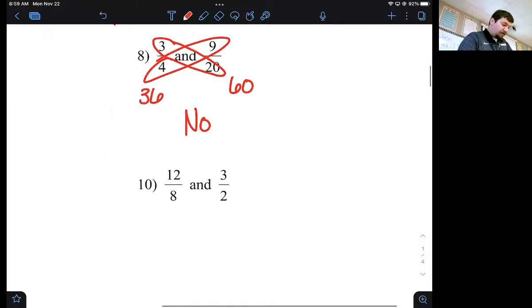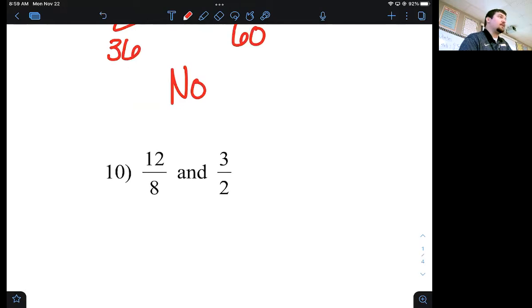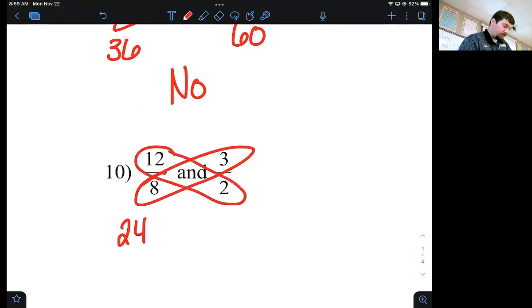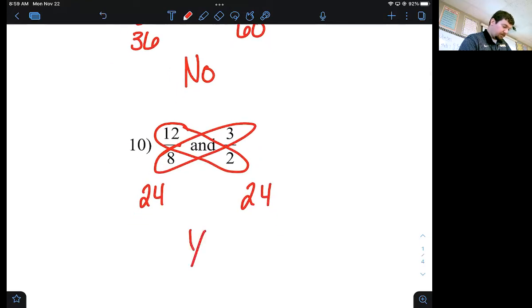Number 10, if you want to use cross products, that's probably the easiest way because you don't need a calculator here. What's 8 times 3? Okay, thank you. What about 12 times 2? Are those the same? Are these proportional? Yes. You think I'm going to put questions that easy on tomorrow's quiz? Yeah, I am. Why wouldn't I? How hard was that? Did you do a whole homework on this? Yeah, you did.